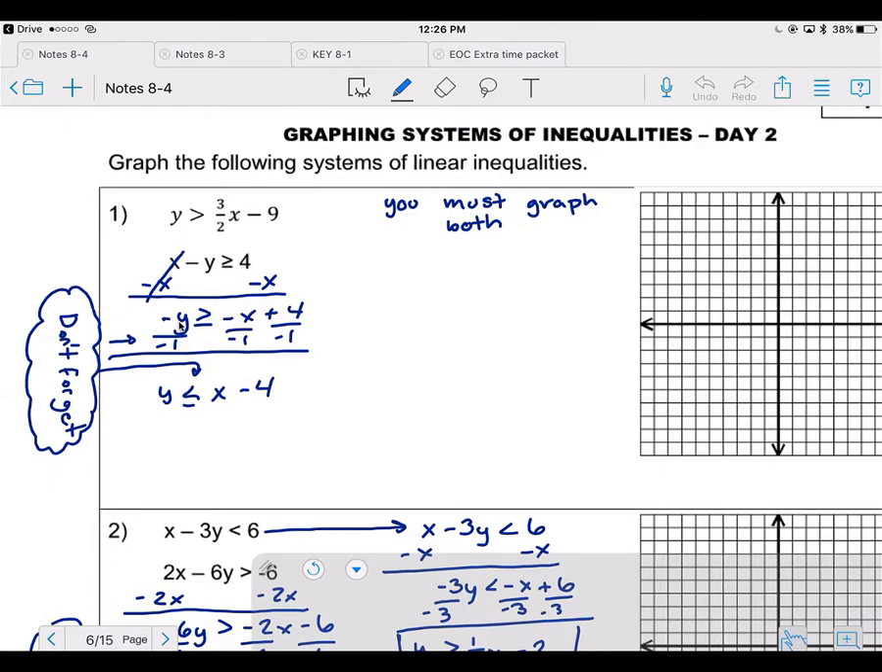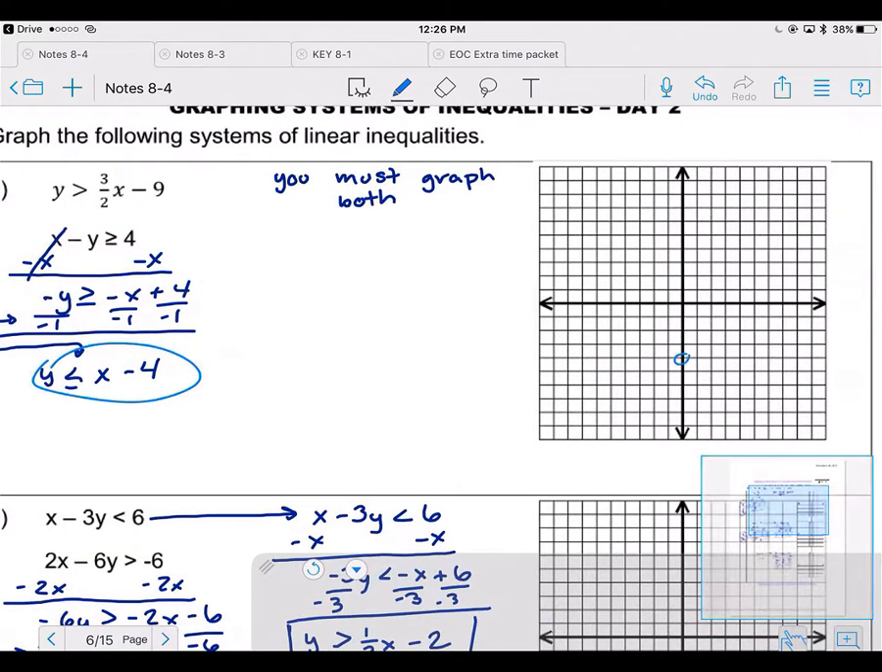From there, we still don't have y completely by itself, so we have to divide everything by -1, and get y is less than or equal to x minus 4. It is less than because we divided by a -1, so our sign flips. So to graph and shade this line, we go down to -4. The -4 is where we start.